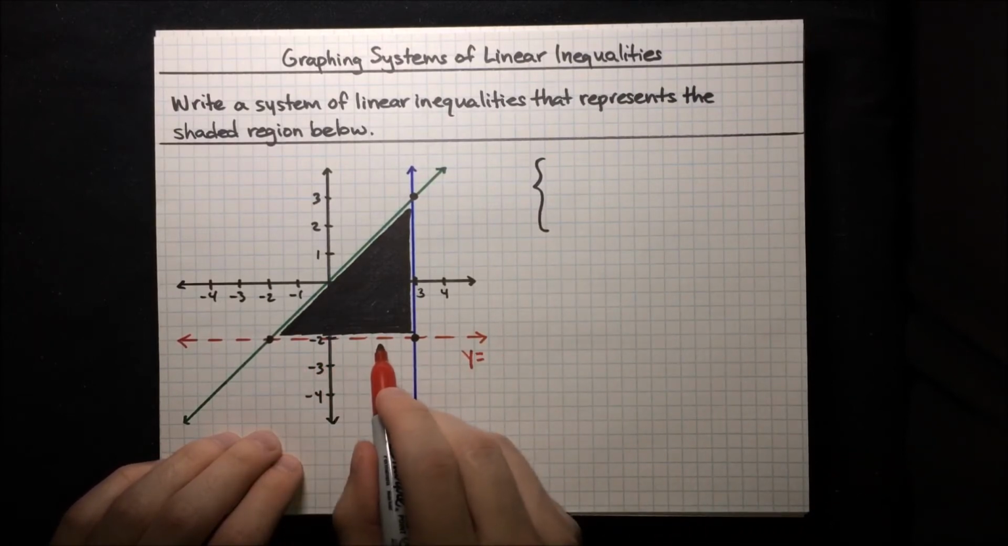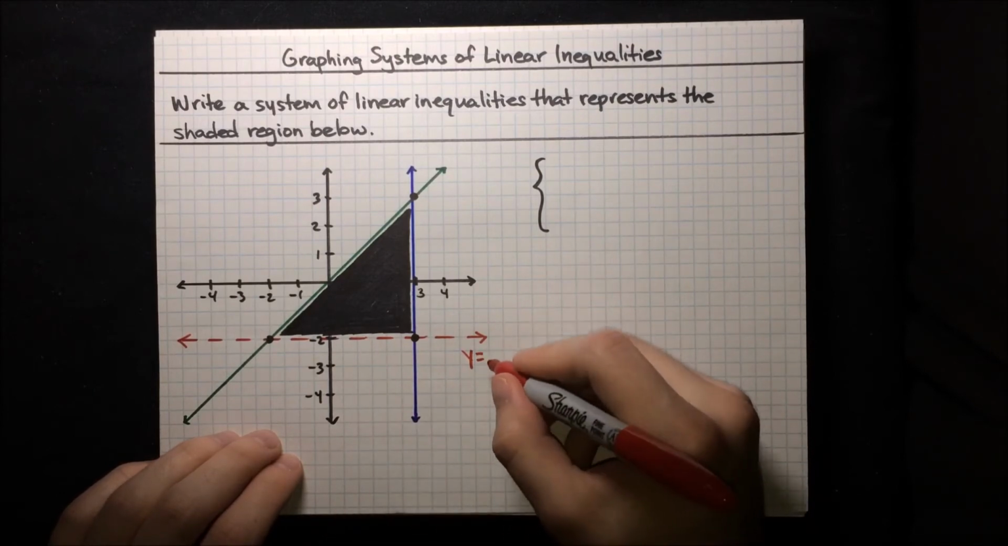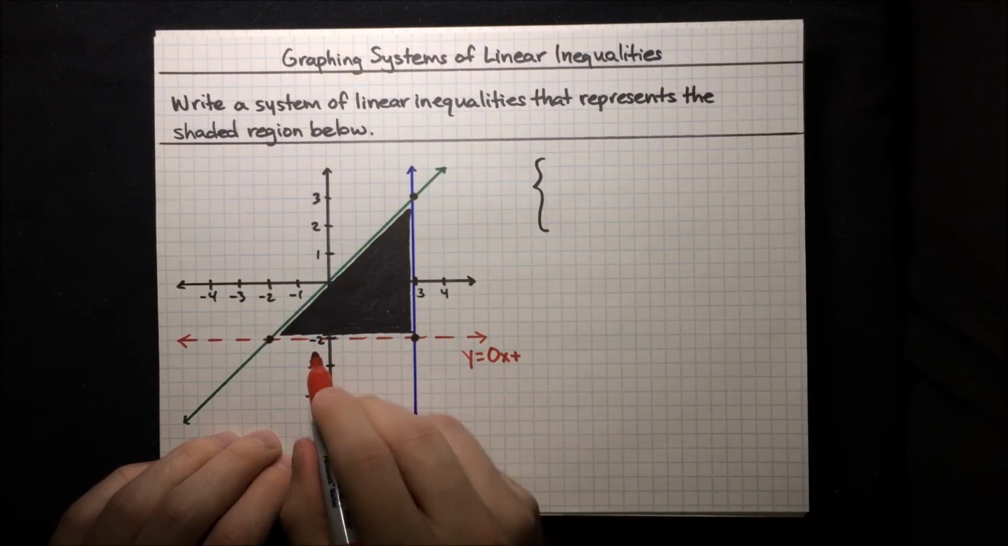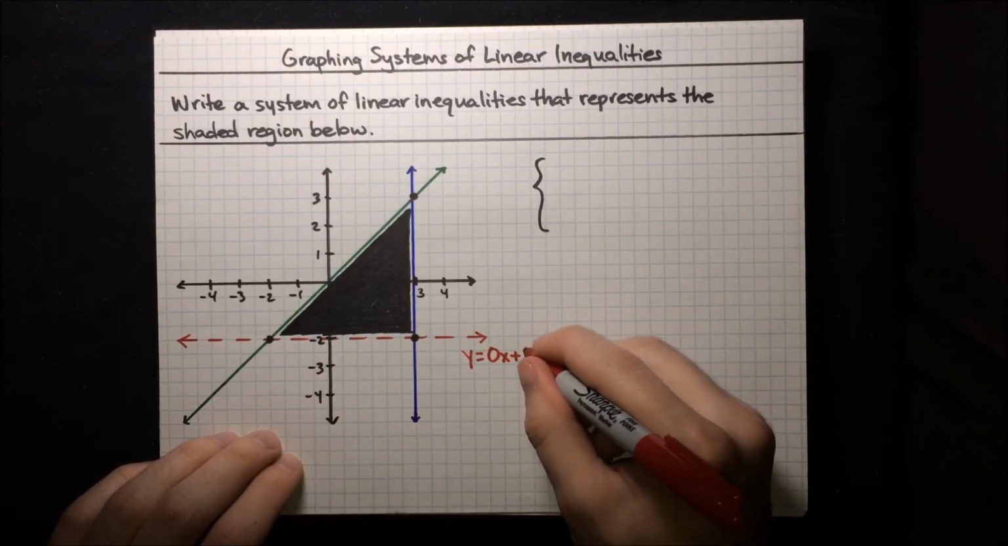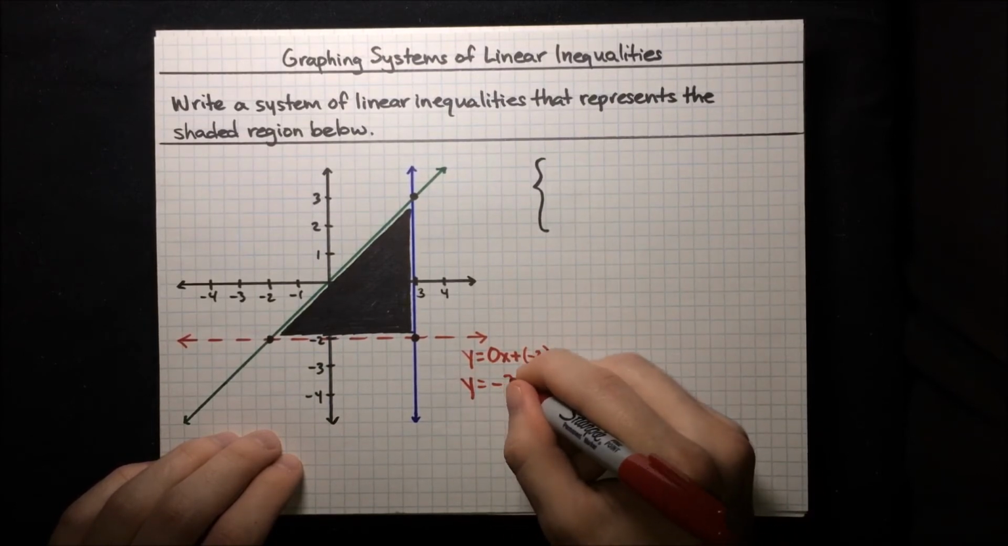The slope is just 0, because every time it goes over, its vertical change is 0. So 0x plus, what is the y-coordinate? The y-coordinate is -2. So 0x plus -2, well, that's just y is equal to -2.